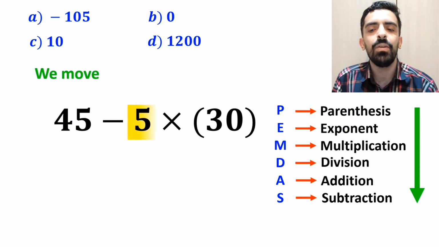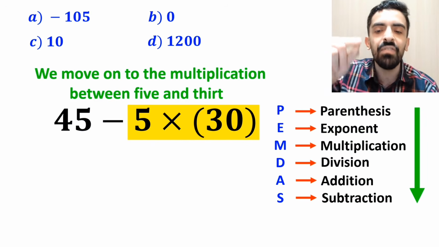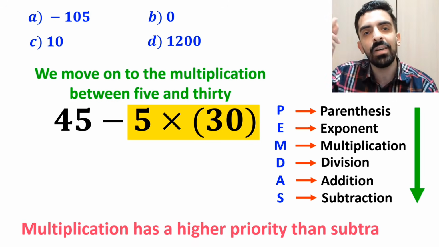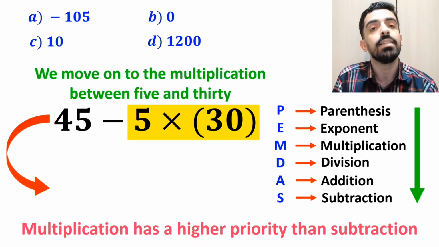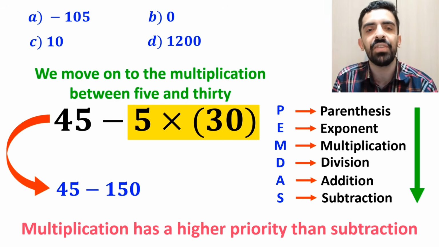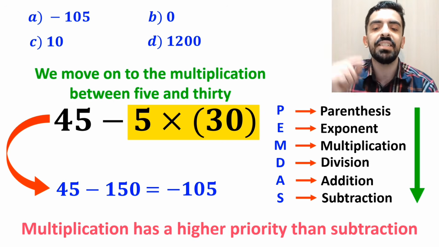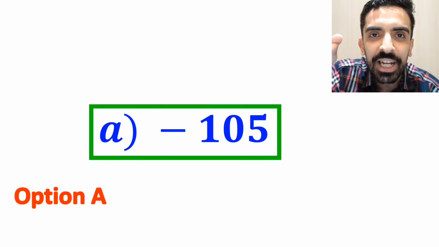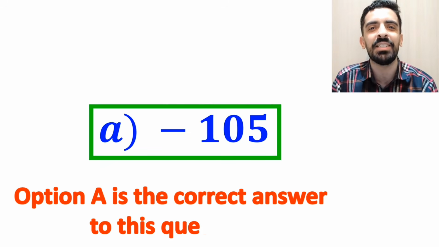And the next step, we move on to the multiplication between 5 and 30, because multiplication has a higher priority than subtraction. So, we rewrite this equation as 45 minus 150, which finally gives us the answer negative 105. Therefore, option A is the correct answer to this question.